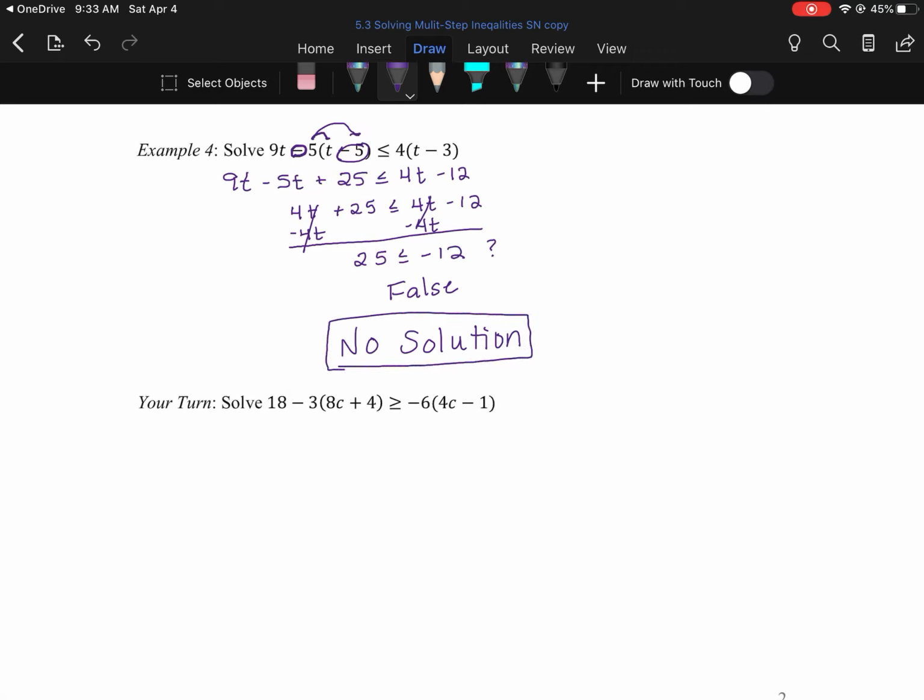All right, so we need to think about this. When the variables cancel and I get a false statement, I get no solution. If I were to get a true statement, let's say 4 is greater than or equal to 3, then we would say, hey, that's true. And if you remember, we would have many solutions, or, you know what, I'm just going to write all real numbers. Or you could write many solutions. And the symbol for all real numbers, in case you remember, is that.